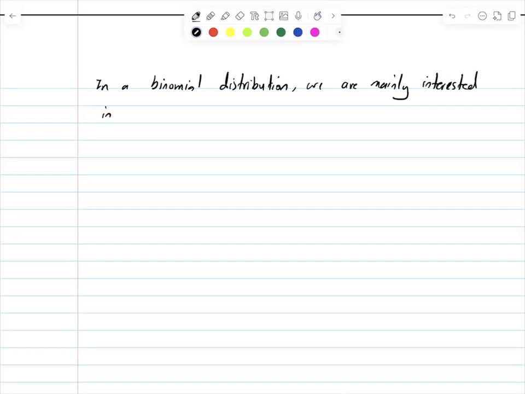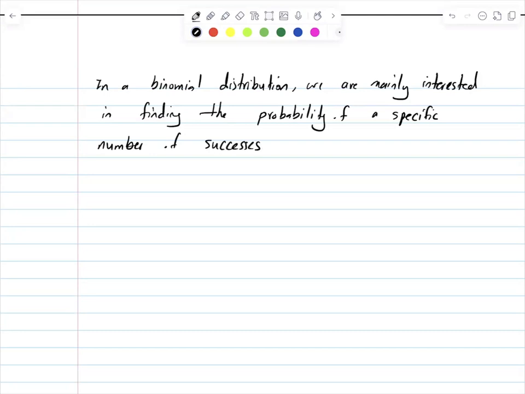Remember that in a binomial probability distribution, we are mainly interested in finding the probability of a specific number of successes in a given number of trials. So this was our binomial distribution.